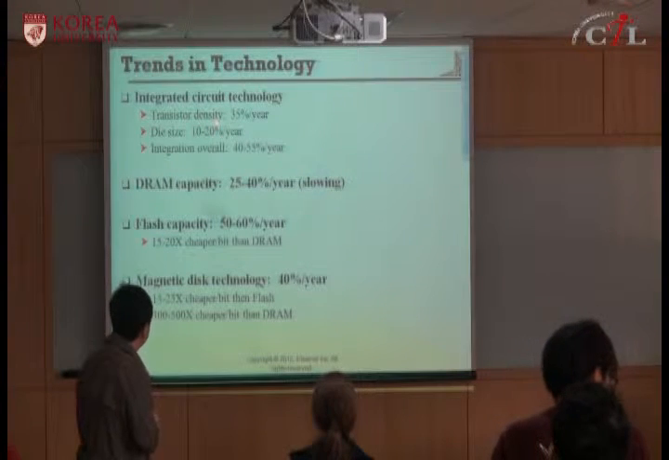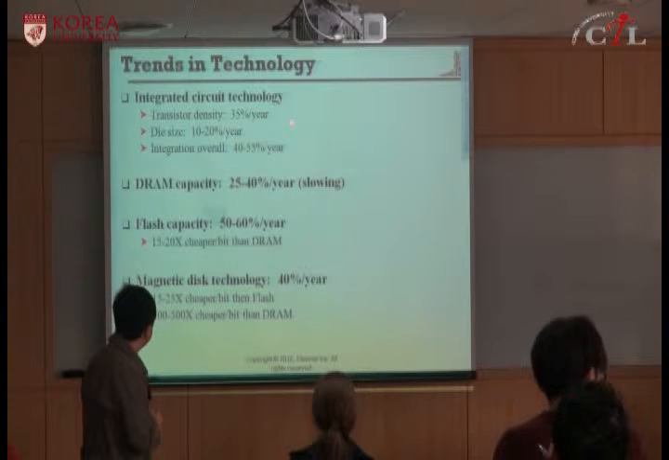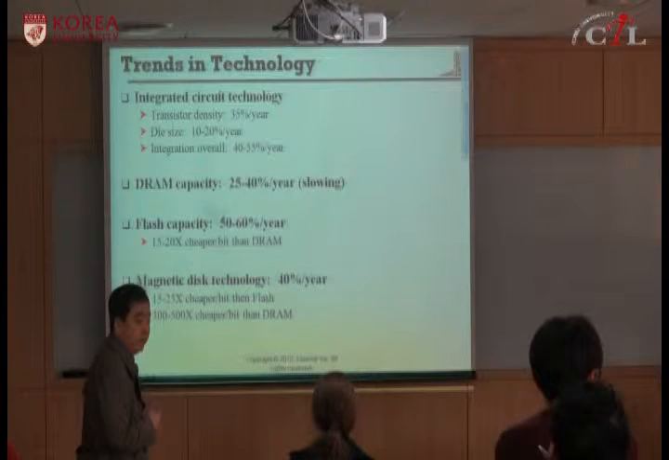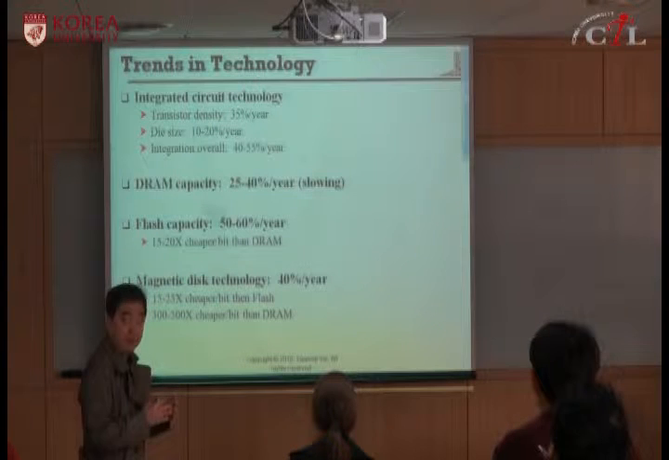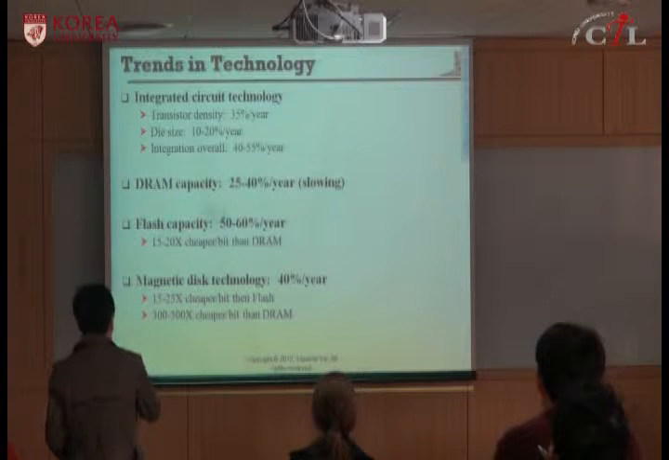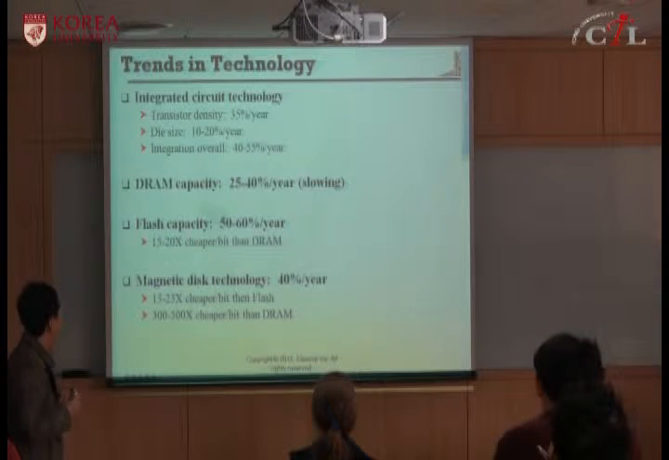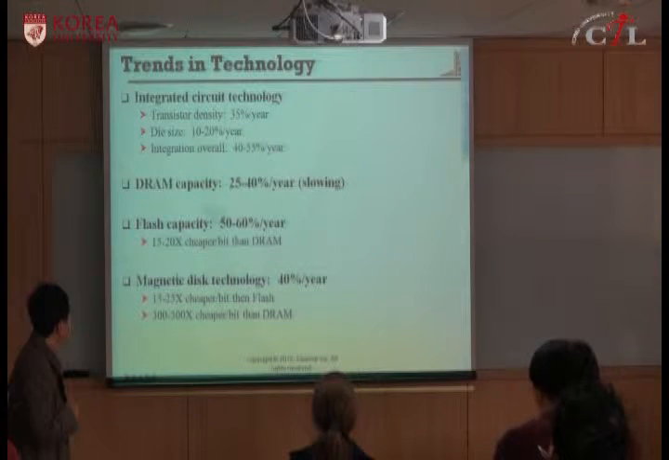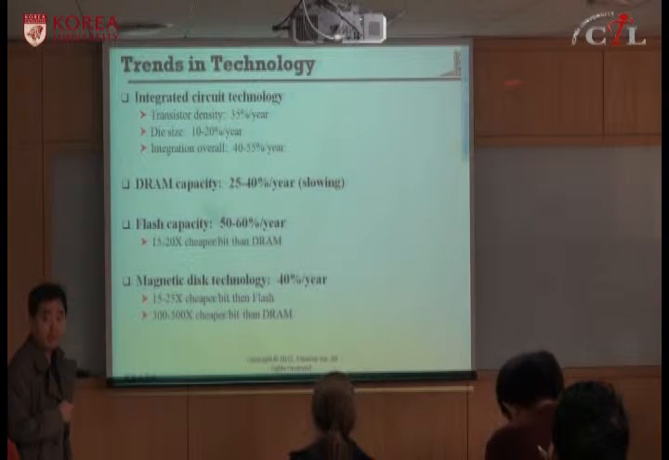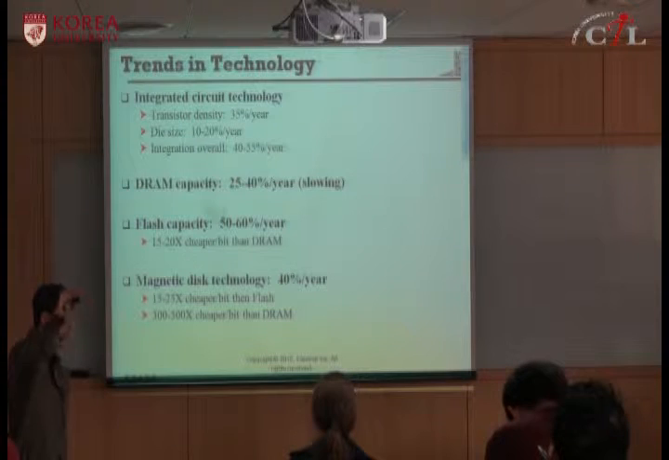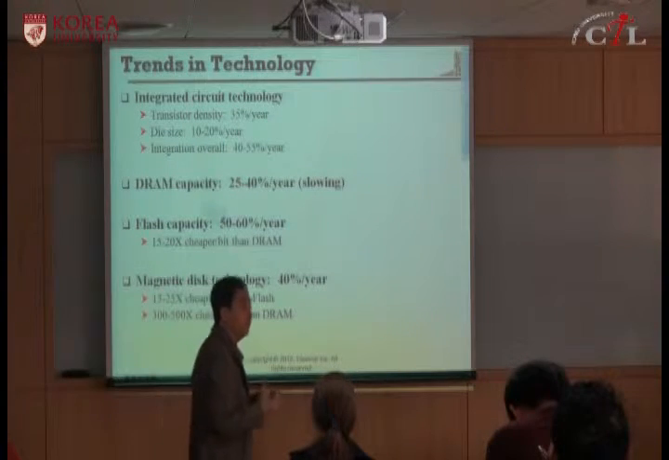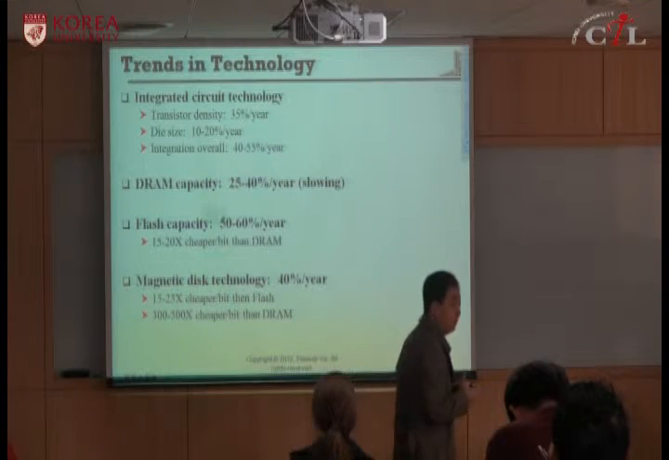Transistor density has been increased about 35% per year. Die size is also increasing, so the chip size is becoming bigger and bigger. So if you combine them, the IC integration density is increased about 40 to 55% per year. Okay? That's the overall integration scale. So every year we expect at least 50% growth in the number of transistors per die.